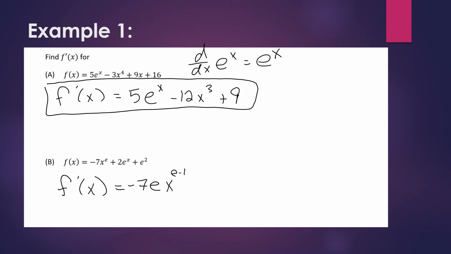That's power rule. The derivative of 2e to the x will be 2e to the x. And the derivative of e squared, well, remember, e is a constant, so e squared is also a constant, so that's going to be 0. So this is my final answer.